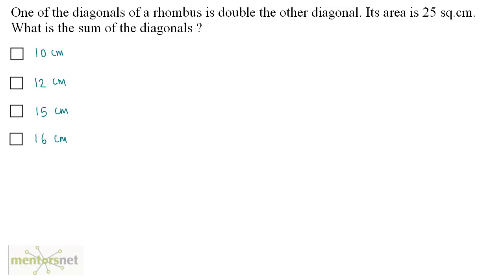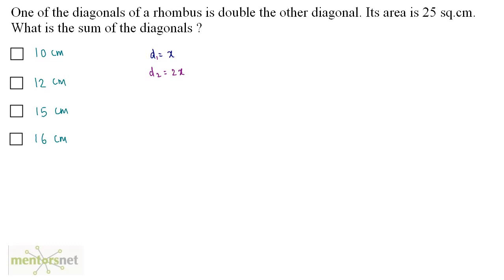One of the diagonals of a rhombus is double the other diagonal. Its area is 25 square centimeter. What is the sum of the diagonals? Let us assume that one of the diagonals is x centimeter. Now the other diagonal is double the first diagonal. So D1 is x, so D2 will be 2x, right?